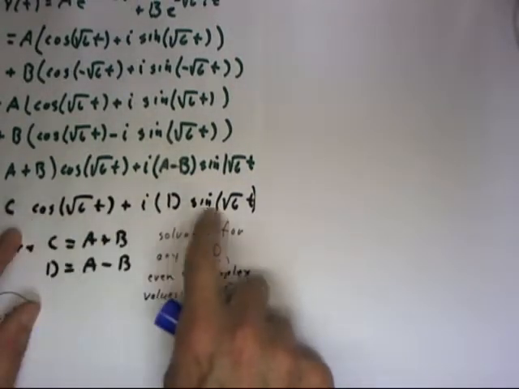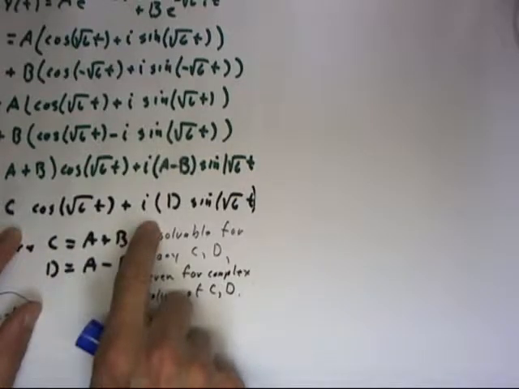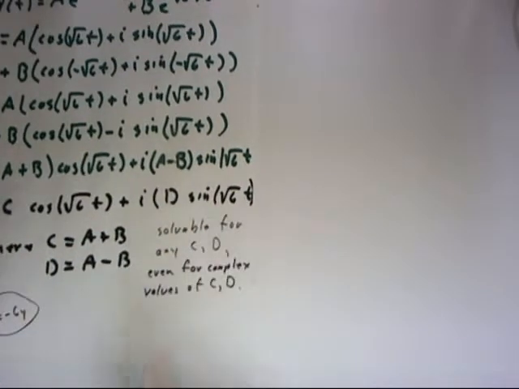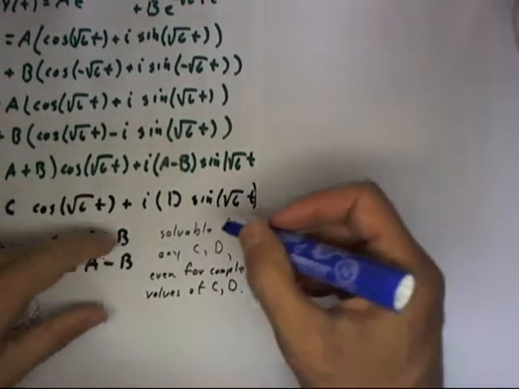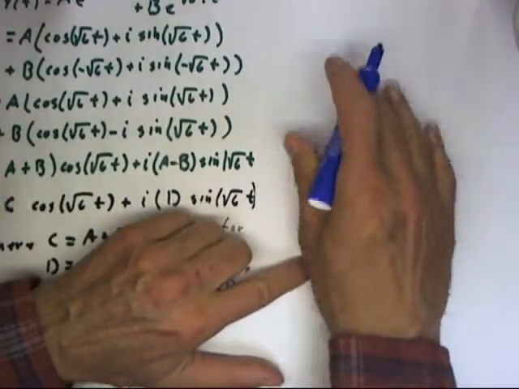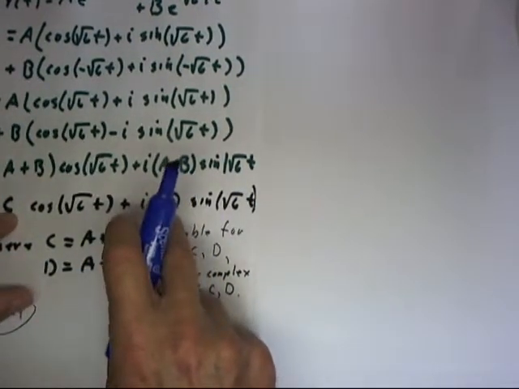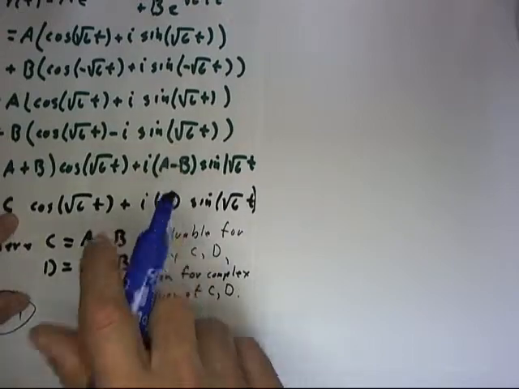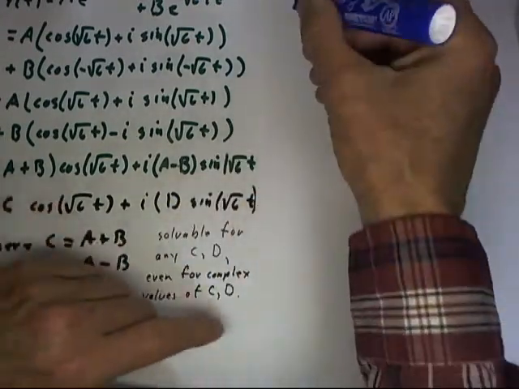Now, taking this form, c cosine square root of 6t plus i times d sine square root of 6t, we can let c and d be arbitrary complex numbers. These solutions work even if c and d are complex.